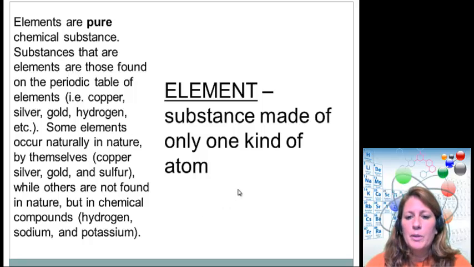So an element, which I've been referring to on the periodic table, is made up of only one kind of atom, and therefore it is pure. Now again, you do not need to write all of this down. Maybe just pause it and read over it. It talks about different kinds of elements. Some are found in nature, some are synthetic, some are just recently discovered. But at least know the definition, and that it is pure.